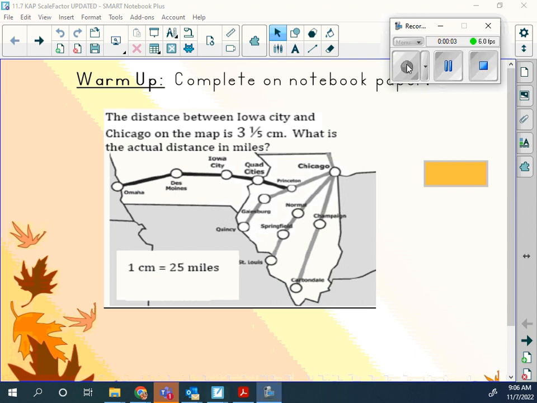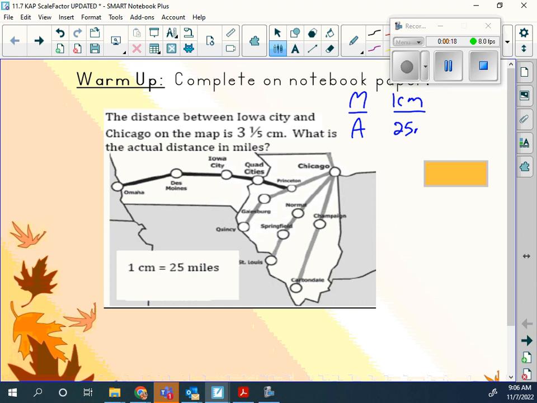Okay, look at the format. It says the distance between Iowa City and Chicago on the map is 3 1/5 centimeters. What is the actual distance? Okay, so what did we need? Model over actual, 1 centimeter is 25 miles, and then 3, and I would change that to 0.2, good, centimeters.